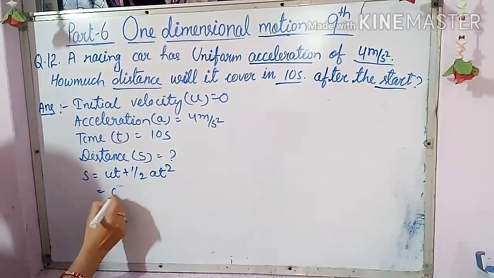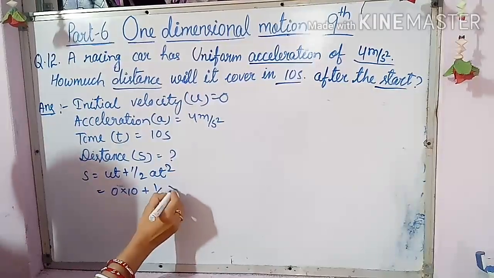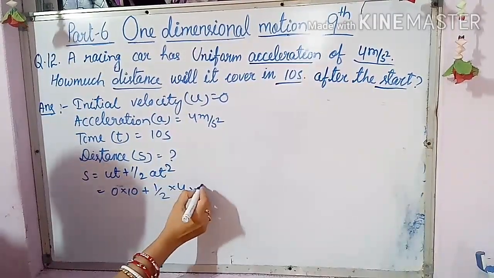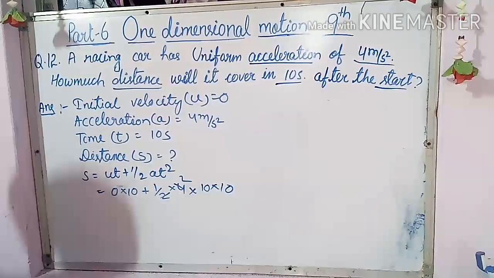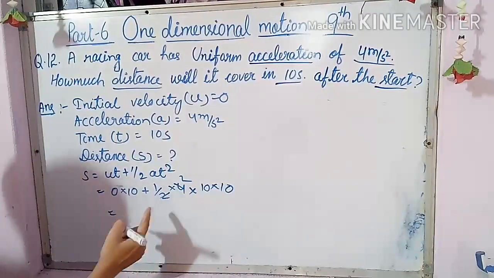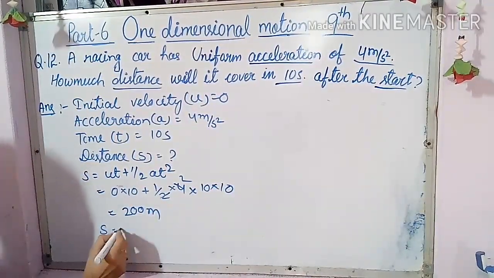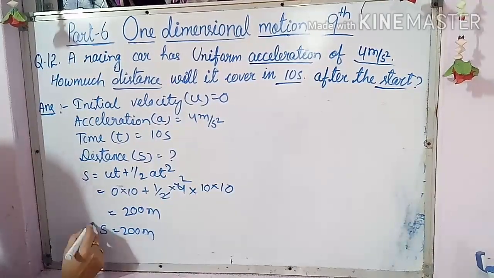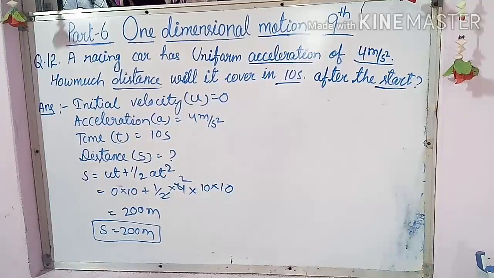So u means 0 into 10 plus half, a means your 4, then t square means 10 into 10. Now doing this, this term is 0. Here is 10 into 10, 100, into 2, 200 meter. Very easy answer. Your distance you will get is 200 meter. Now write it in your notebook. Now let's go for the next question.